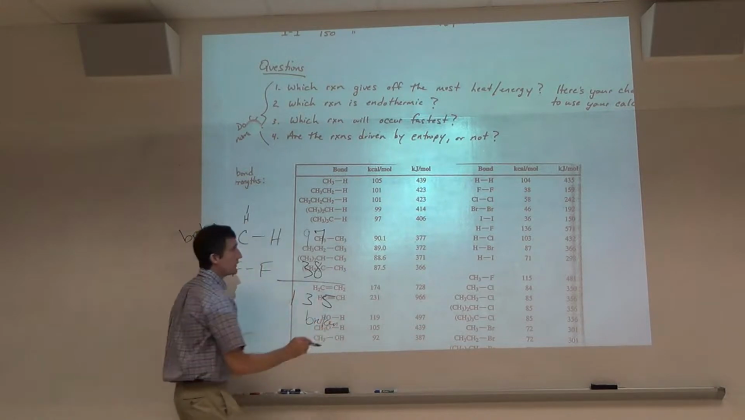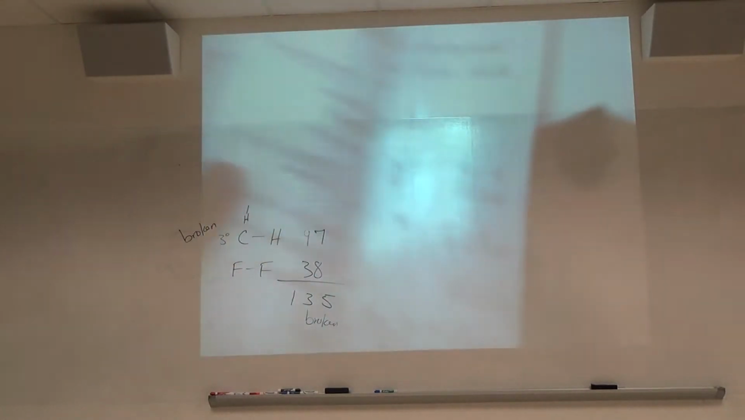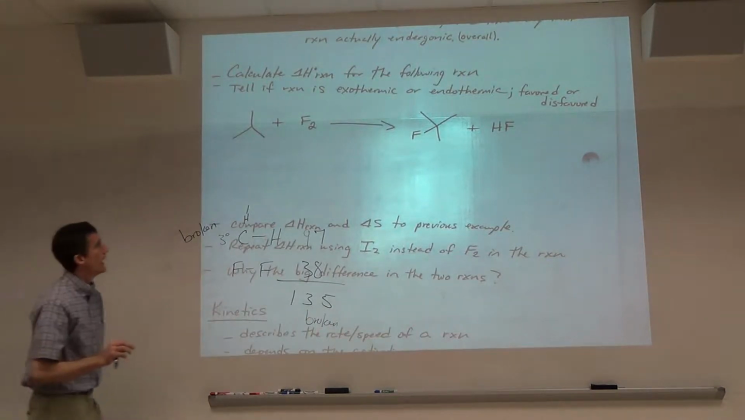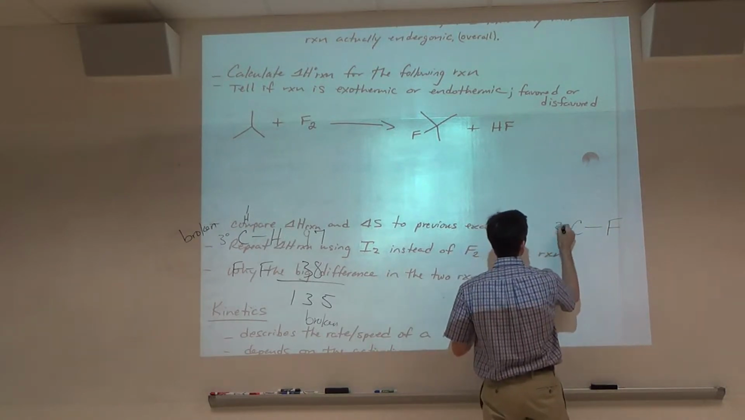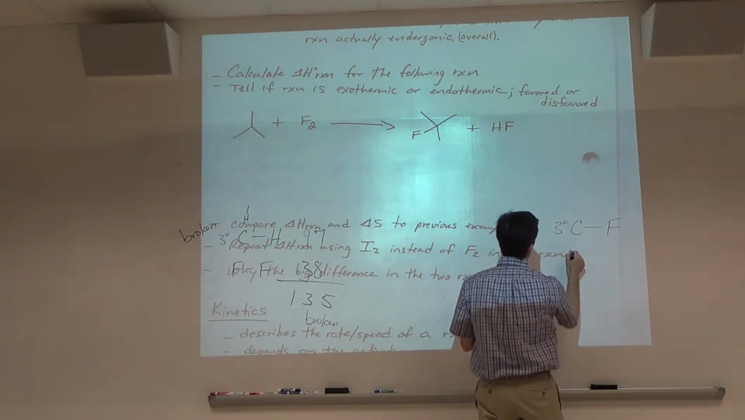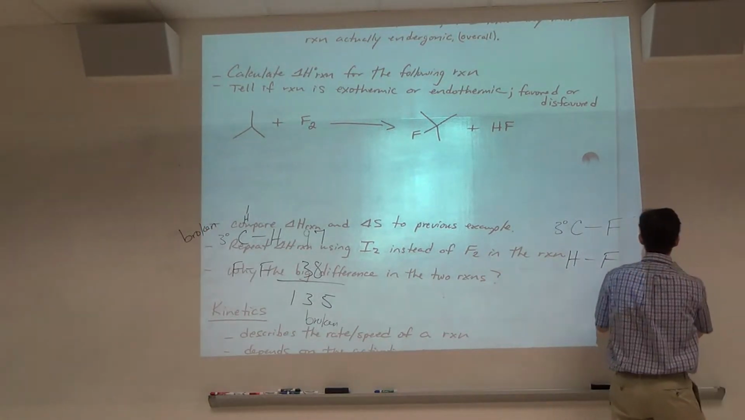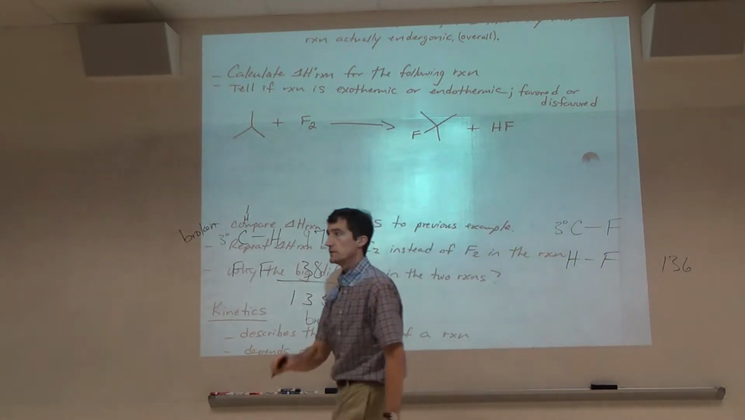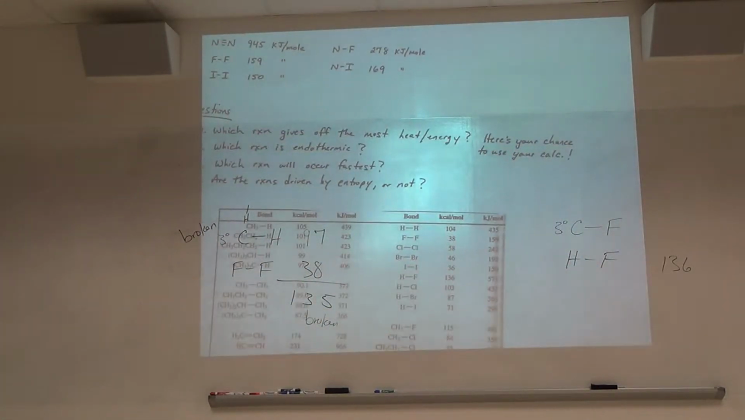Broken. What's formed? A tertiary C-F. We've got a C-F. The carbon is tertiary. I don't know if that's going to matter in the table. Some tables are not really complete. What else is formed over here? H-F. What's H-F? Around 130? 136? Is there a tertiary C-F? There's no tertiary one.